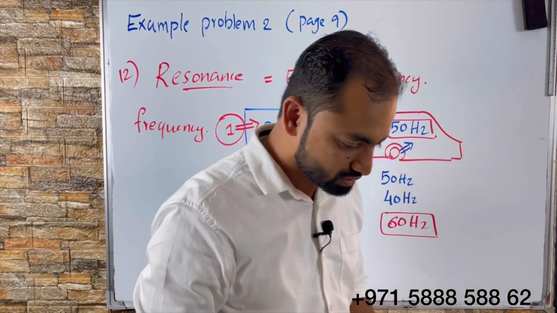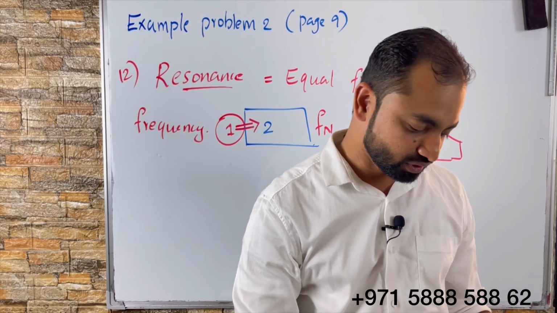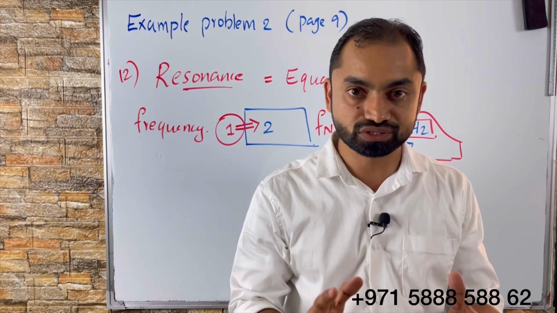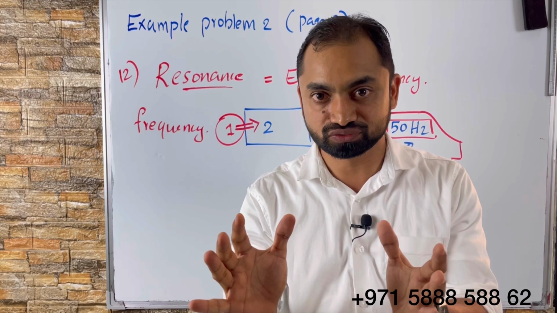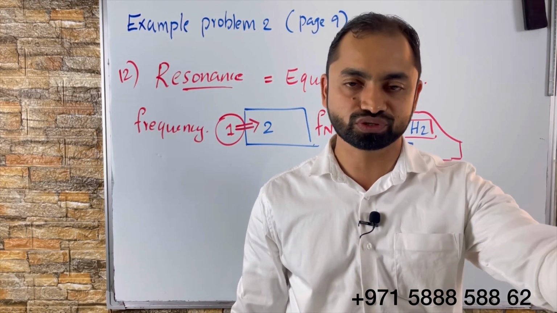That is the reason that at a particular speed the car vibrates faster. The reason is that at that speed the rotational frequency of the tire becomes equal to the natural frequency of the car.